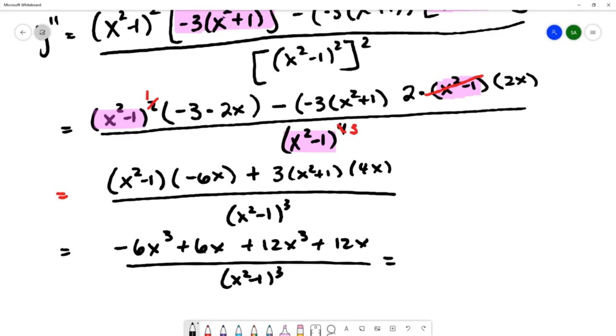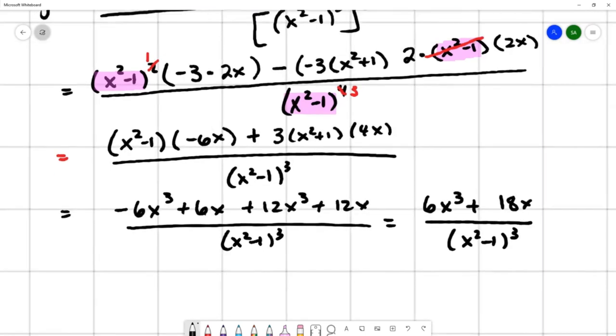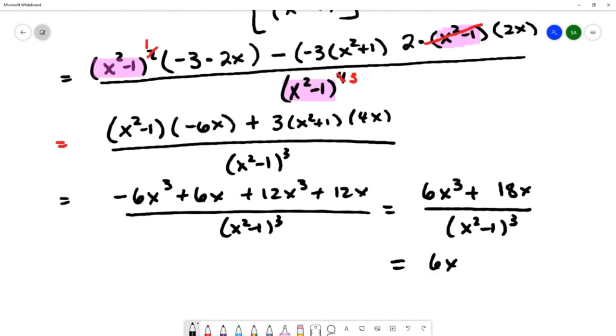You can combine like terms to get 6x cubed plus 18x over x squared minus 1 cubed. And I can factor out a common 6x. And I'll be left with x squared plus 3 over x squared minus 1 cubed.